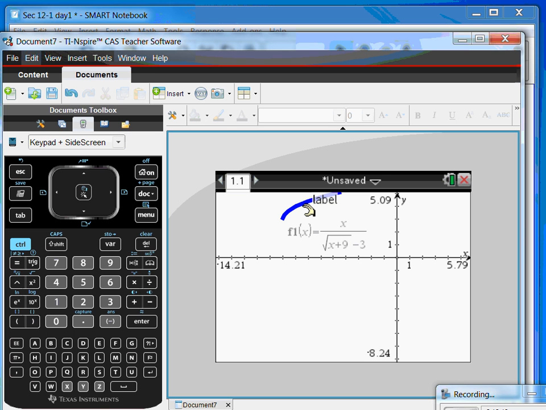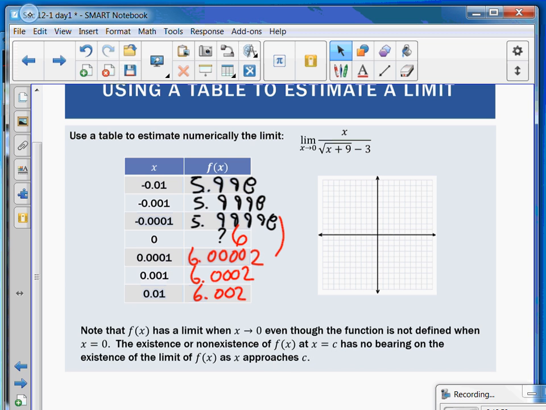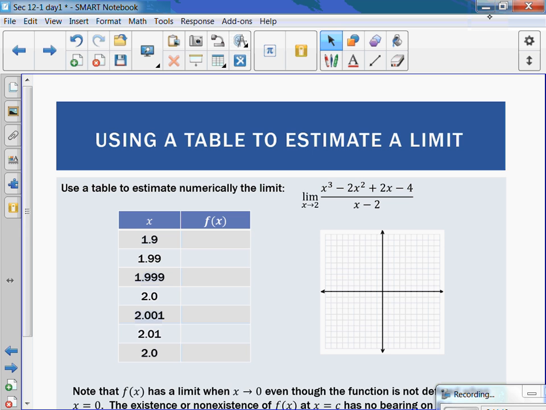It does not mean anything if that value exists. We're not trying to find out what is f of c. We're just trying to find out where my graph is approaching. And you can see x equals 0 is not part of my domain. I actually have a void there. So it's all about where my function is approaching, not what the value is. A lot of times those are the same thing, but that's not always the case.